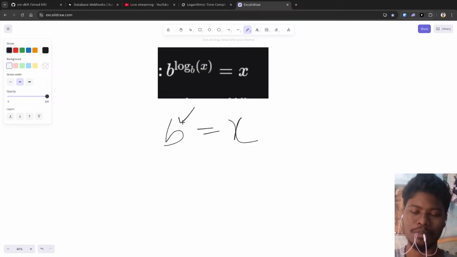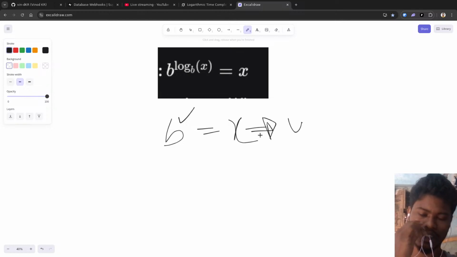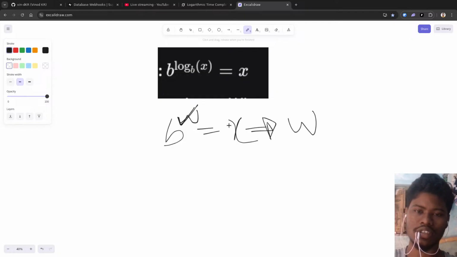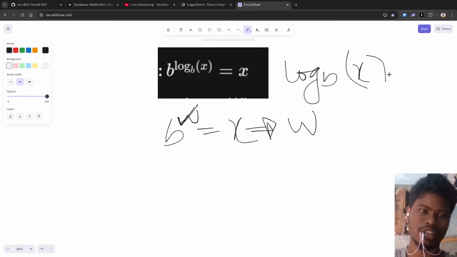Okay, that means b raised to the power something is x. So this something, let's say w. B raised to the power w is equal to x. And w is what? It's the answer of this log on base b of this x.